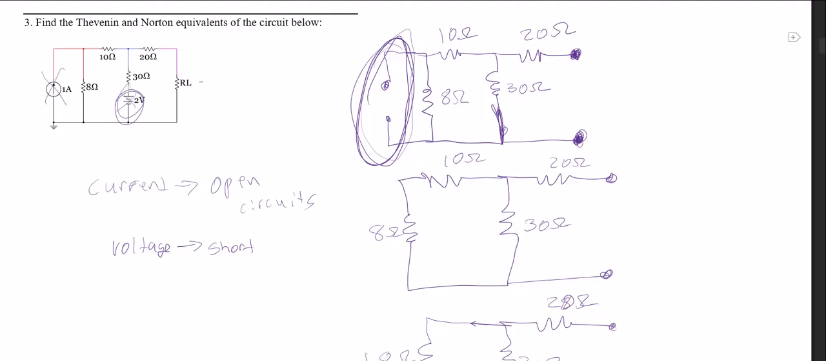You do the same thing when you're finding the time constants, when you're finding RC or L over R, that's the Thevenin resistance. And you disable all of your power sources when you do that.